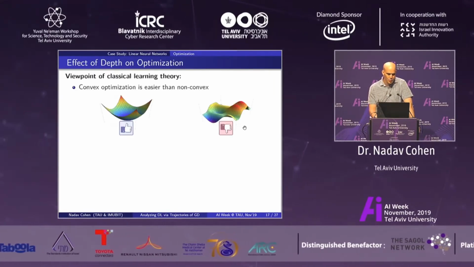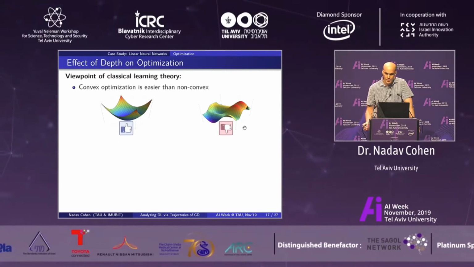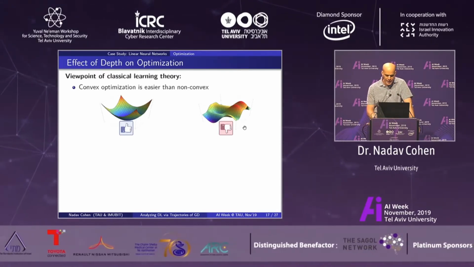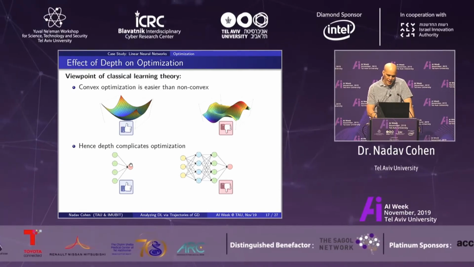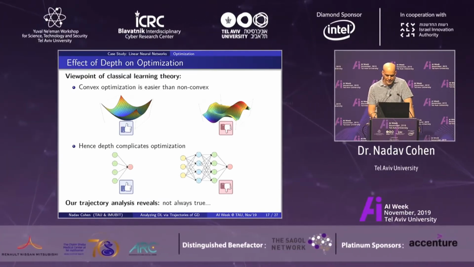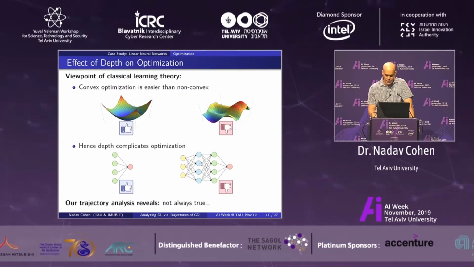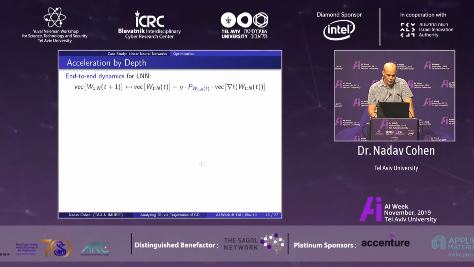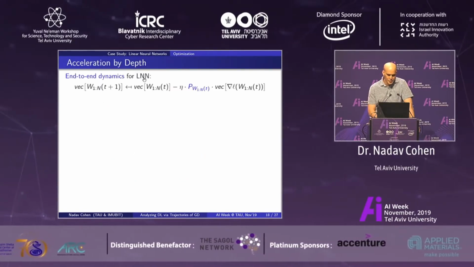Okay, the conventional wisdom is that convex optimization is easier than non-convex, and that means that training shallow models is easier than training deep models. And what we're going to see is that this is not always the case. Okay, so these are the end-to-end dynamics that we derived.